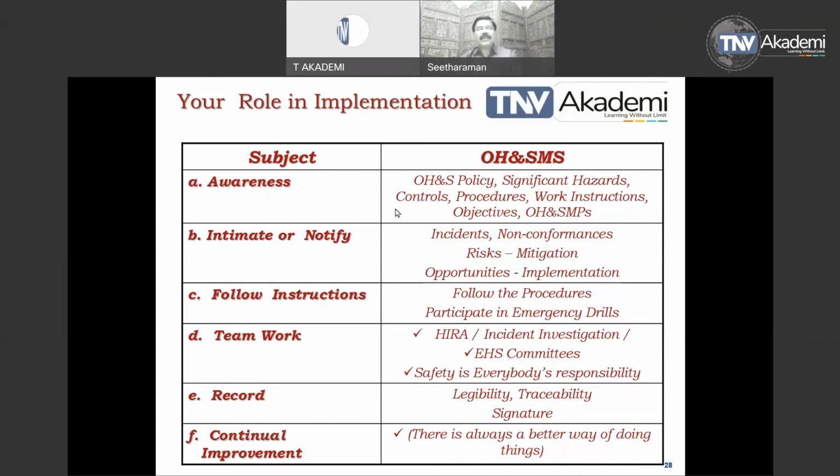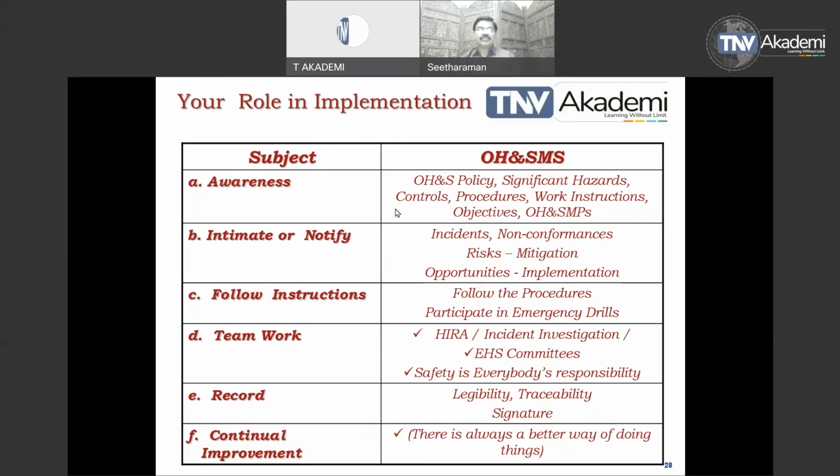Once they are aware, they will be able to perform, and intimate or notify in case any incidents or non-conformance happen. Sometimes, you should not turn a blind eye. For example, you see a banana peel, and you walk away knowingly that somebody is going to get injured. So if you see somebody slipping on it, you will feel bad that I could have prevented it. That is going to be a reactive approach. That's why when something happens, you have to immediately intimate your superiors so that necessary actions can be taken, so nobody is injured in the process. So risk we have to mitigate, and opportunity, if you see any opportunity to improve safety through suggestions and all, immediately implement it. That is your role. And then follow instructions.